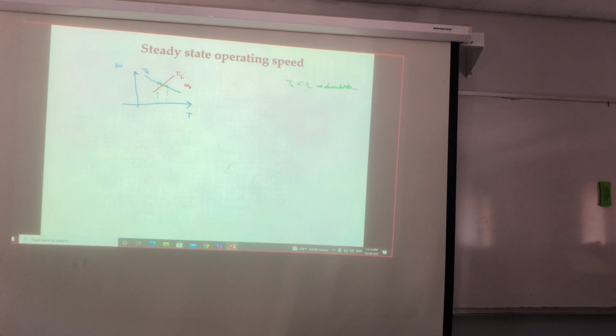Now let's take another example. For that, let's plot TL and TM opposed. The same plot. Let's replot it here. This is the torque, this is the omega. Okay, this is the TL now, and this is the TE. And now I'm operating at the same point, let's assume. So the red here.